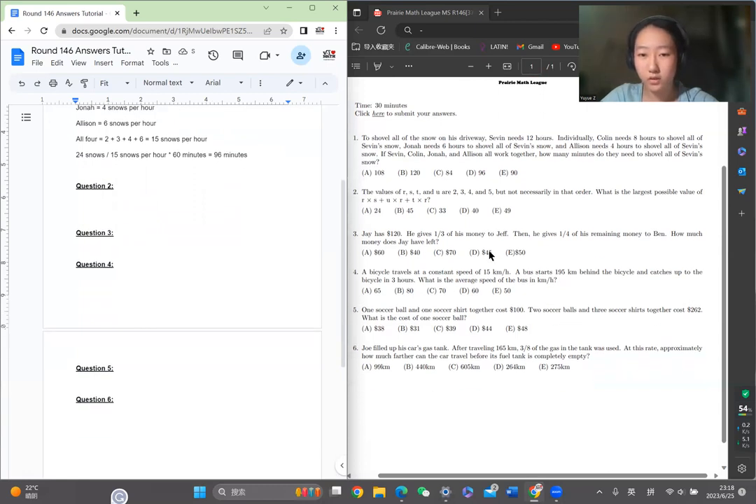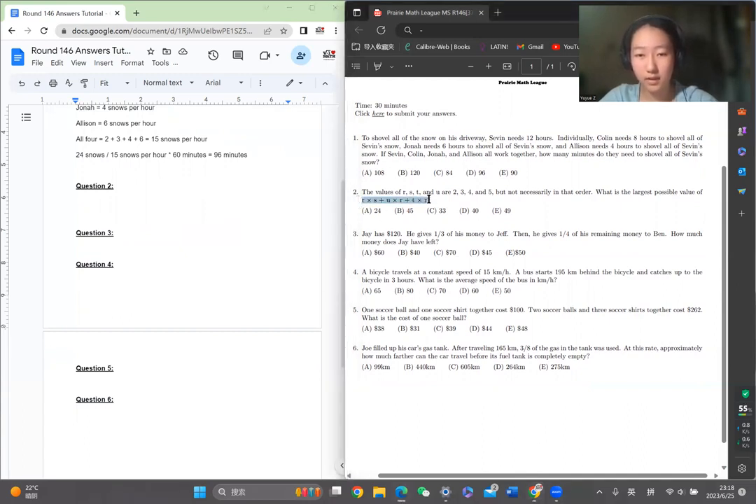So now on to question 2. The values of R, S, T, and U are 2, 3, 4, and 5, but not necessarily in that order. What is the largest possible value of R times S plus R times U plus R times T?